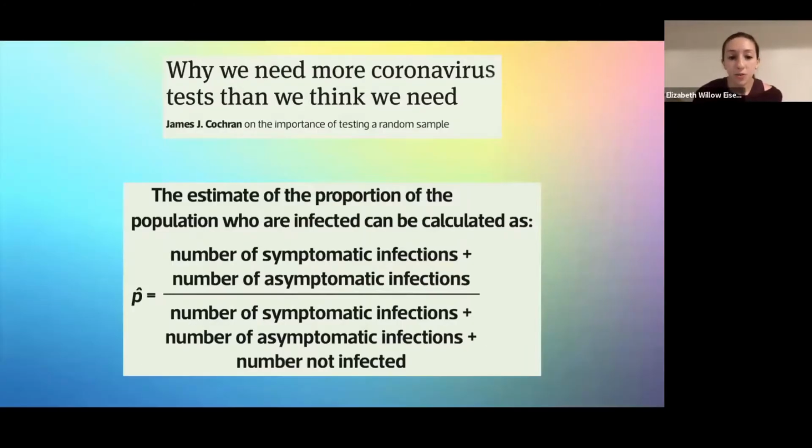And so we've done p-hat, estimating a proportion. So if we want to estimate the proportion of a population who are infected, the top would be the number of people who are infected, which would be the sum of the number of symptomatic infections and asymptomatic infections in our simple random sample, and then divide that by the total number of people. So the total number of people who are tested: number of symptomatic plus asymptomatic plus the number that were not infected. So we could estimate the proportion in the population who are infected by doing this calculation.